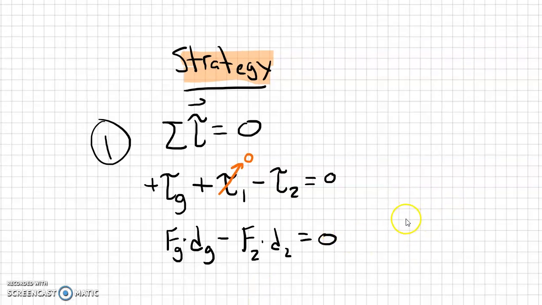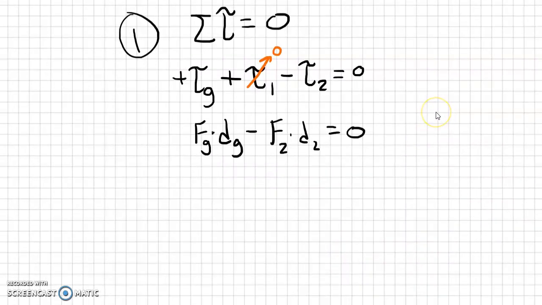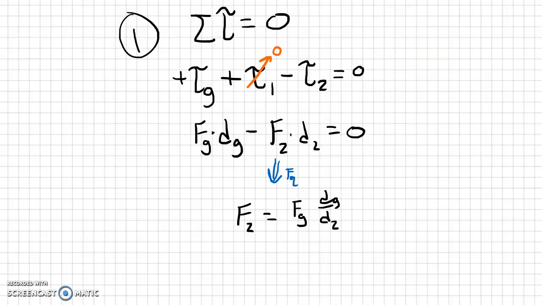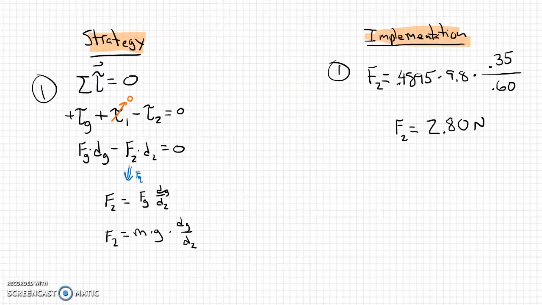My goal was to find the force 2, so I'm going to do the algebra to isolate it. So again, my goal here is to isolate F2, so we're going to solve for F2. F2 would end up on one side, and on the other side we'd have FG times DG divided by D2. All right, so I'm going to pause the video, implement this strategy, and we're going to solve for F2.